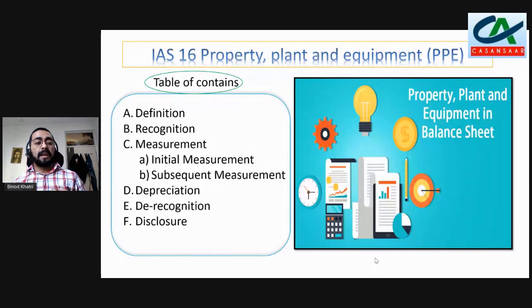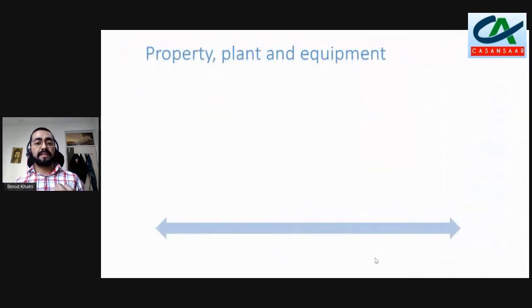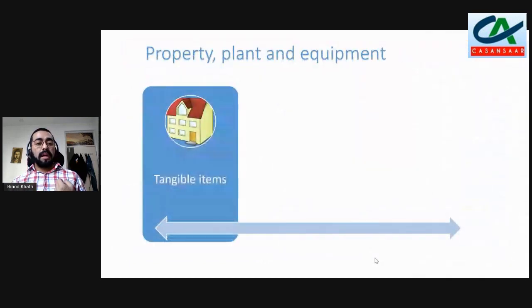Let's move to the definition given by IAS of property, plant and equipment. As per IAS, PPE is a tangible item. Tangible means any item that we can see or touch. For example, buildings, plant and machinery are tangible items. This accounting standard doesn't cover intangible assets like goodwill, brands and other intangible assets. It must be a tangible item to be covered under PPE.